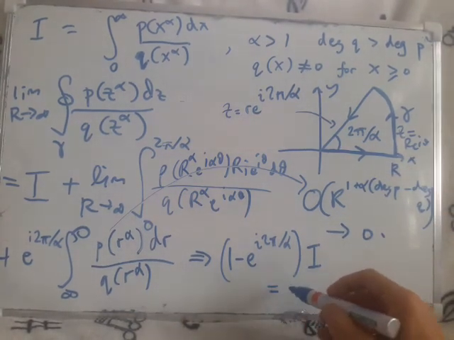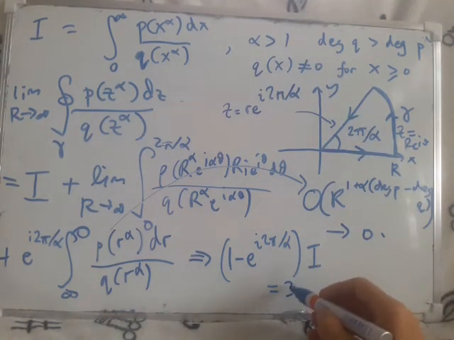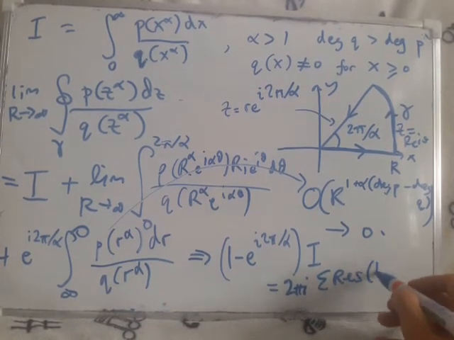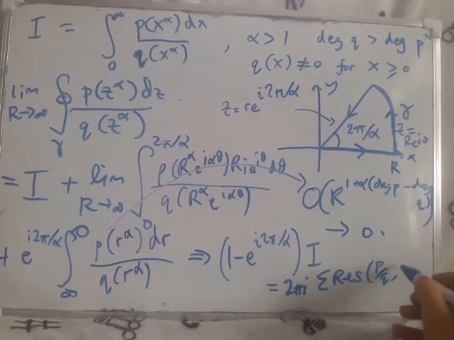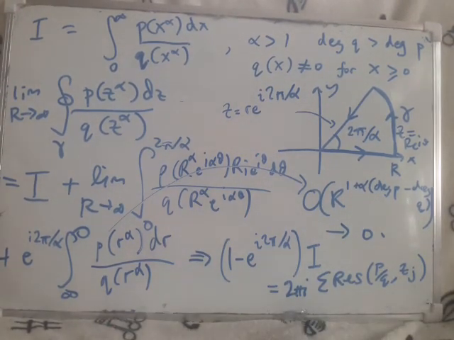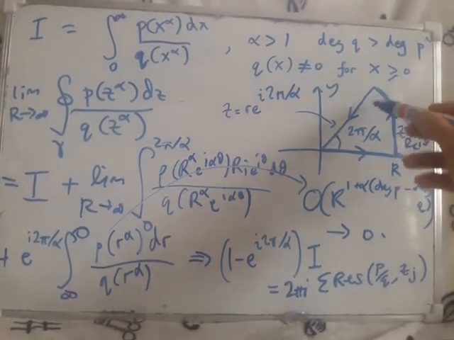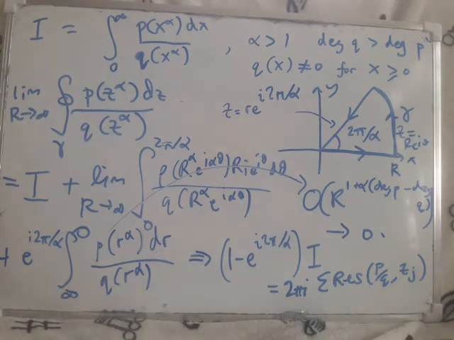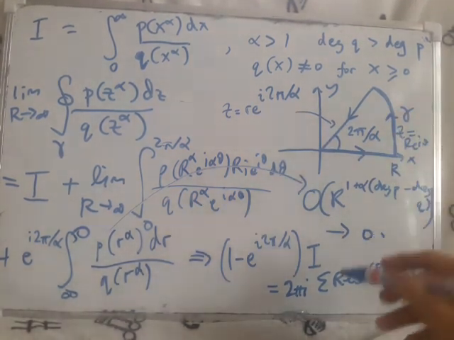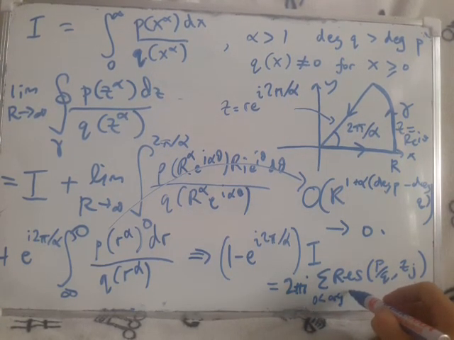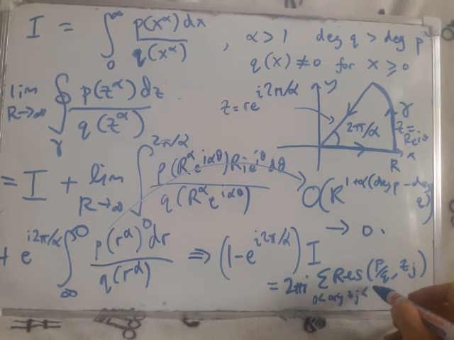is, by the residue theorem, 2 pi I times the sum of the residues of P over Q at Zj, where this time we need all of the poles inside the sector. So a neat way of saying that is that the argument of Zj, the poles at Zj, needs to be between 0 and 2 pi over alpha. So we can say that the argument of Zj needs to be between 0 and 2 pi over alpha.